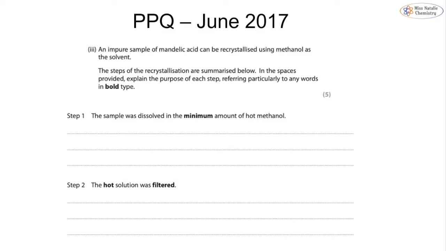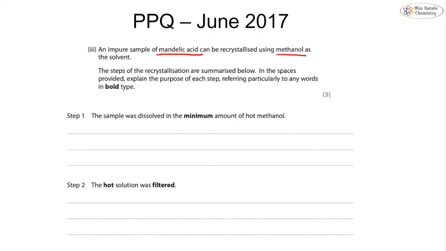So let's have a look at a past paper question. We're going to look at June 2017, and this is specifically looking at recrystallization. It's a 5-marker. I did say they'd love to ask this in an exam, so let's have a look through it. So we want to have recrystallization of this impure sample of mandelic acid. Doesn't matter that we've never heard of that before, the steps don't change. And we're going to use methanol as our solvent.